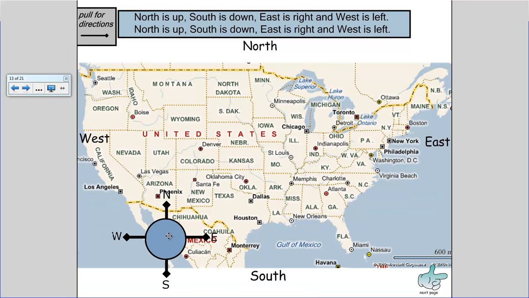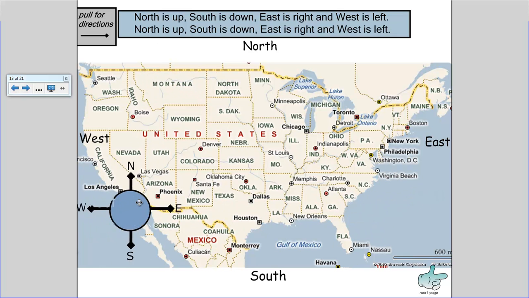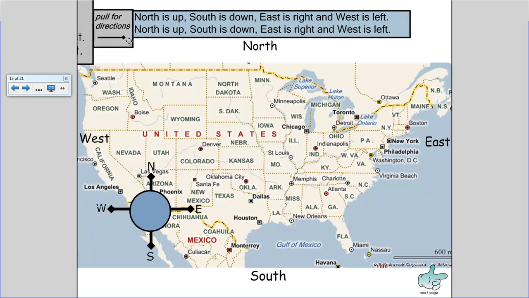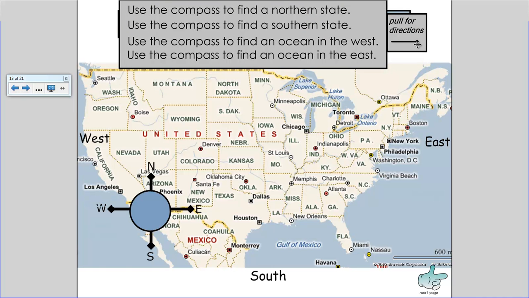And here, you can move the compass rose anywhere you want, actually. But this page, its objective is to give the students practice and to teach how to use the compass rose. They give you a little song at the top to learn the directions. And then it gives you some activities.